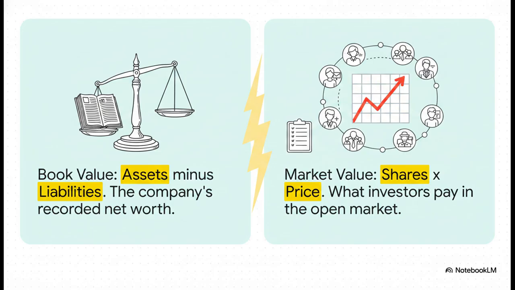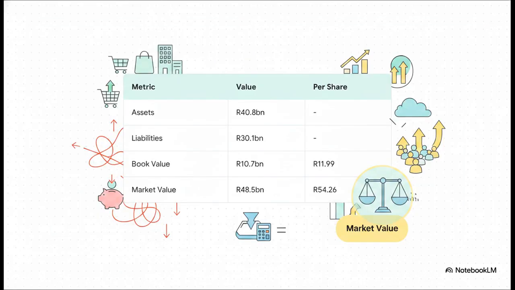And because market value relies so heavily on investor sentiment, future projections, and public perception, these two numbers almost never match. Book value looks at the hard, cold math of the past. Market value looks at the emotional, speculative promise of the future. Let's look at a wild, real-world example using Woolworths to see this gap in action.